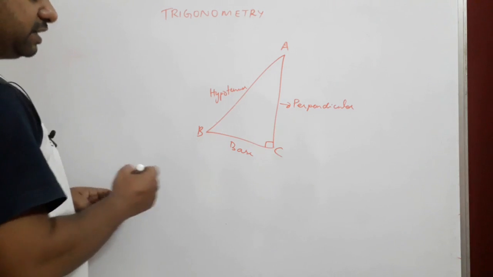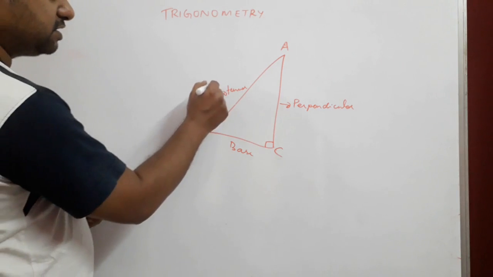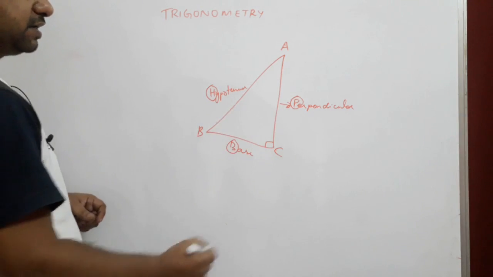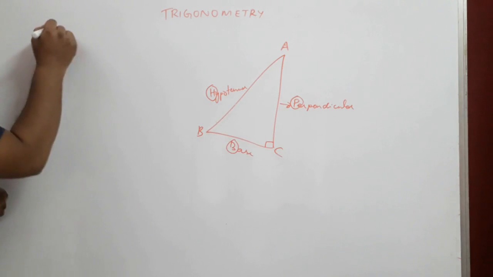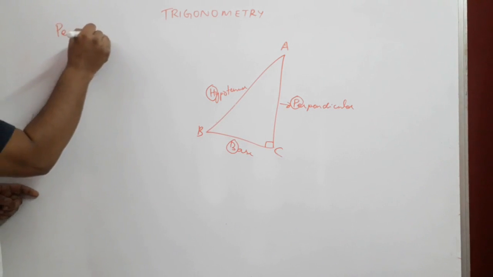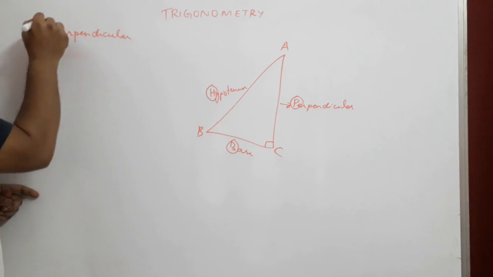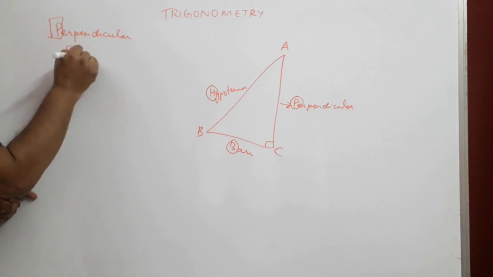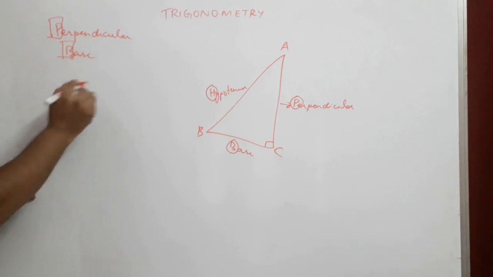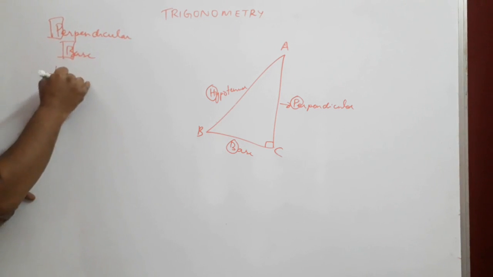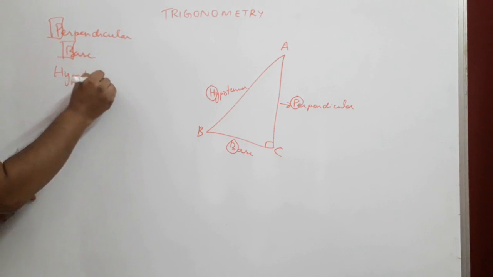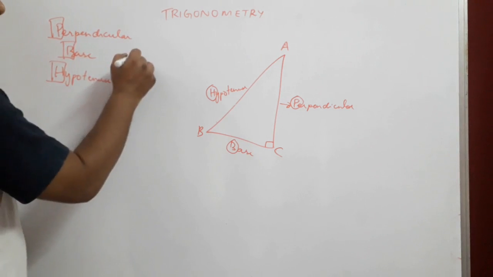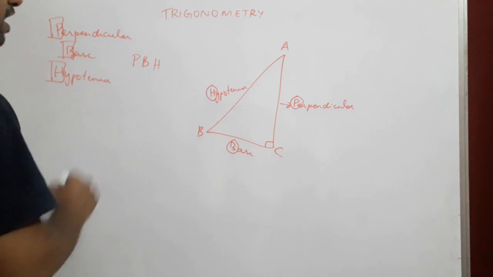Now what we'll do is take just the first letters of these three words. For perpendicular, we'll take the starting letter P, then we have base, and we'll take the starting letter B, and hypotenuse, the starting letter is H. So we need to remember this: P, B, H. And why? I'll let you know.